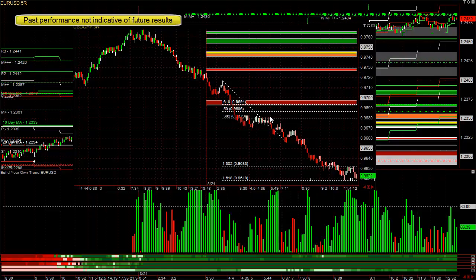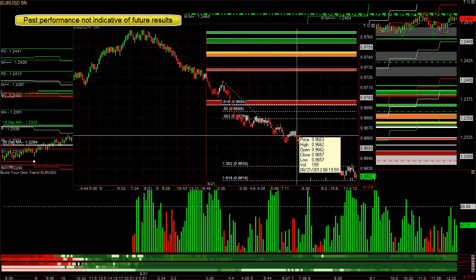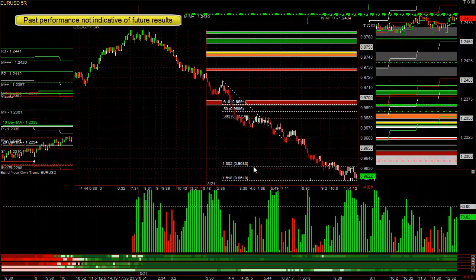But if you had sold this little pullback right here at 60 and you're out at 33, you made 27 pips, and your stop would just be a pip or two above the high here. You would not have even risked 10 pips in order to make 27 pips.